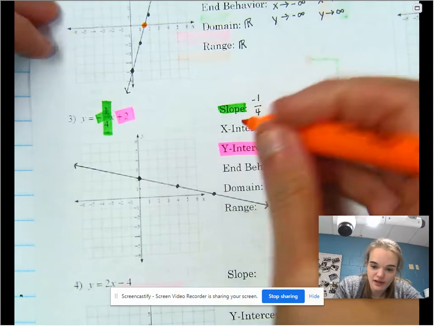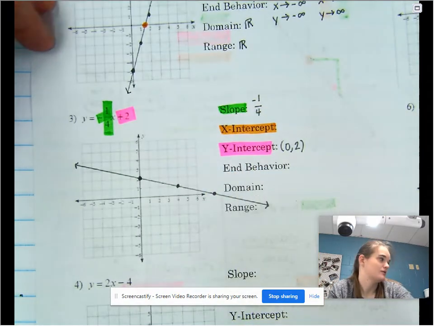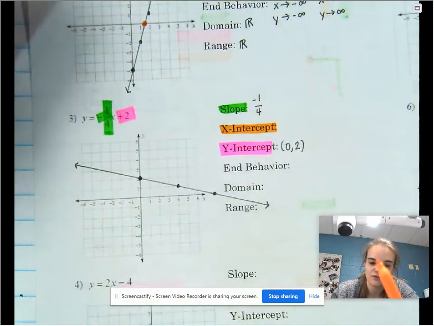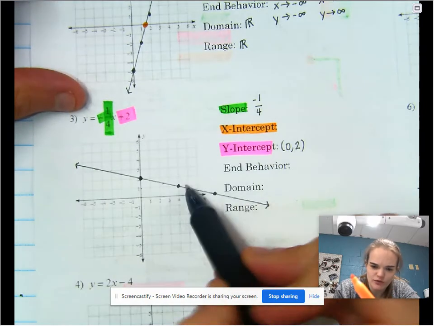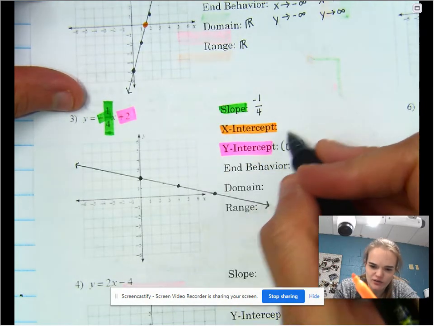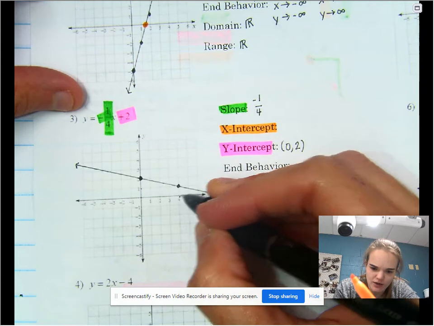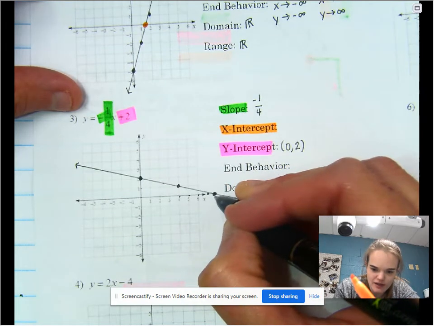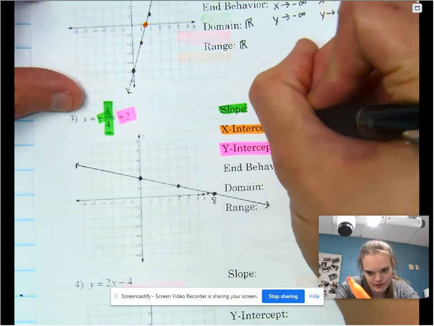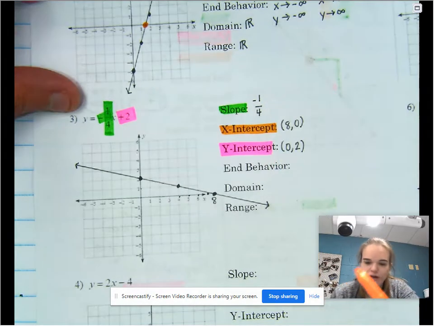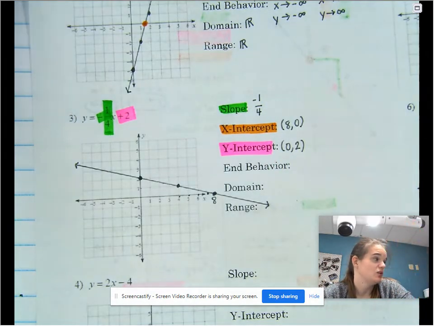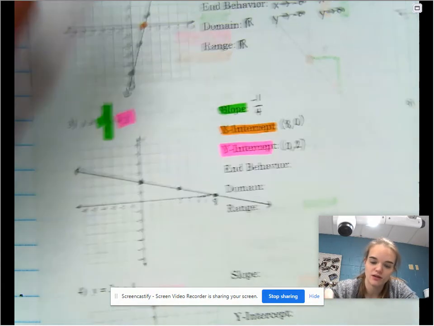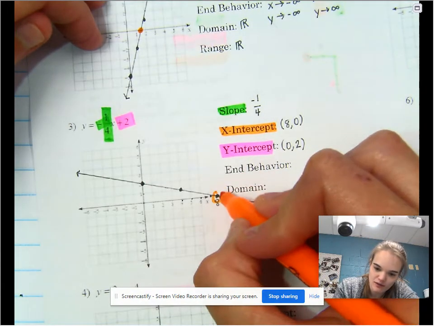I could not see the x-intercept, but I could find it. Here's how I can find it. This is down 1 over 4. Well, to find the x-intercept, I would have gone down 1 and over 1, 2, 3, 4. That's at 8. 8, 0. If you can't find it, continue your line until you do find it. So there it is right here at 8.